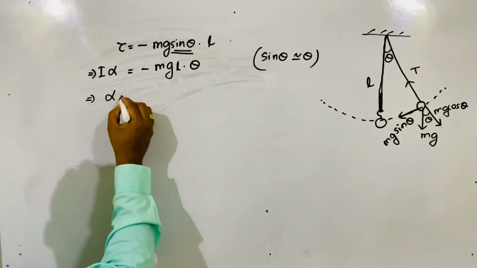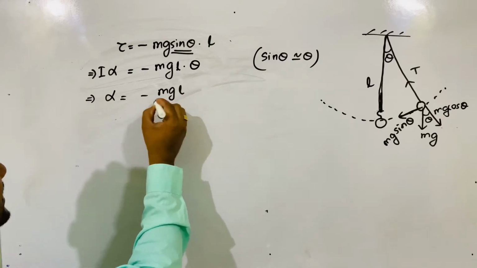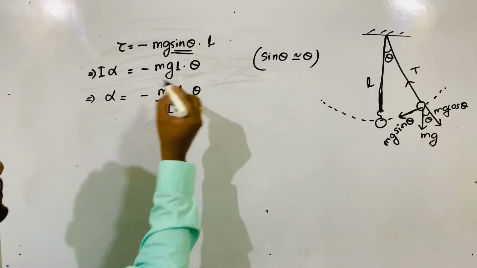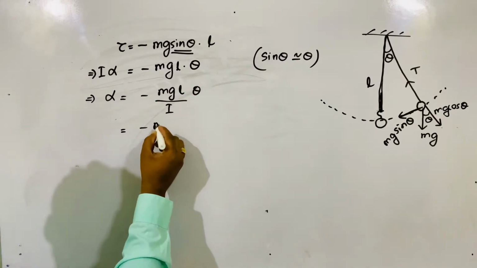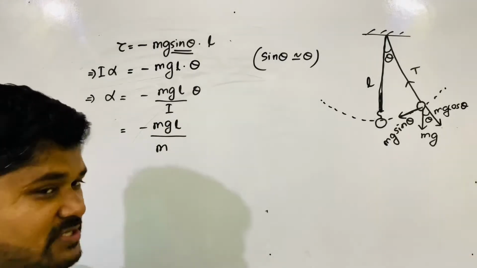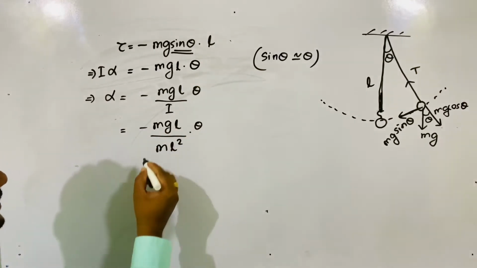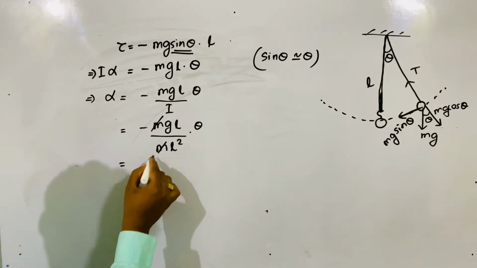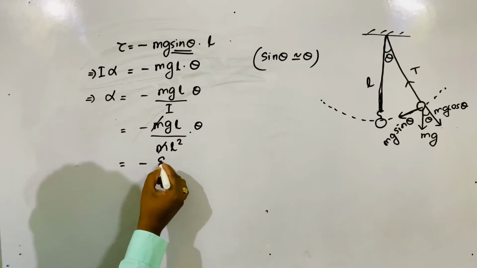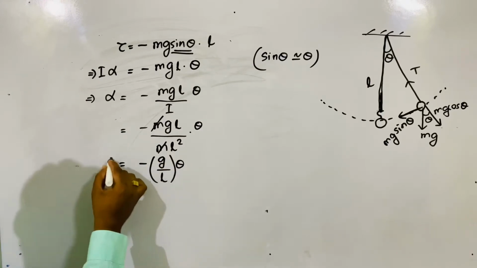So alpha is equal to minus mgL by I into theta. But what is I? Moment of inertia, mr square, so I will write mL square here, into theta. m cancels. So minus g by L into theta. This is alpha.